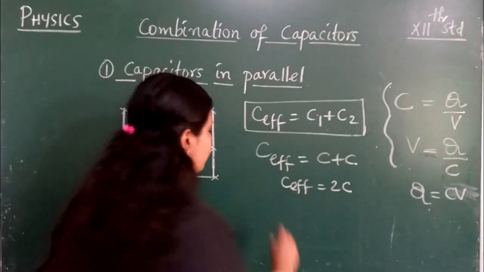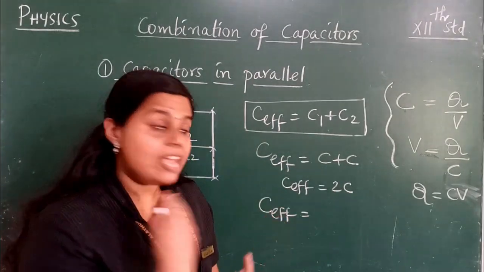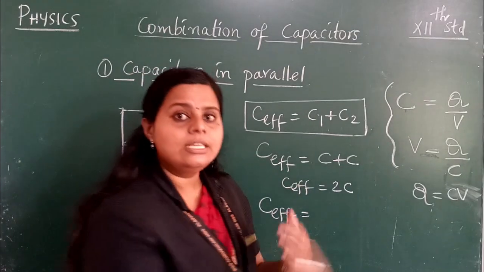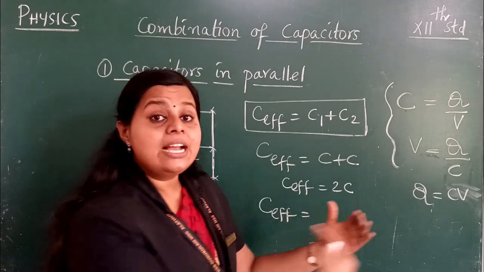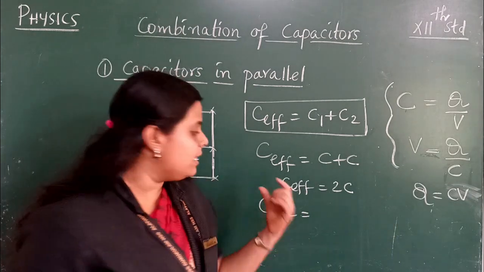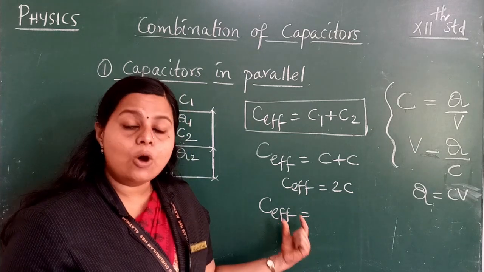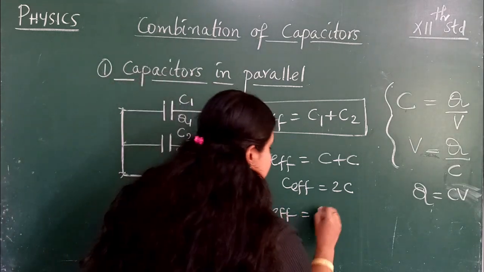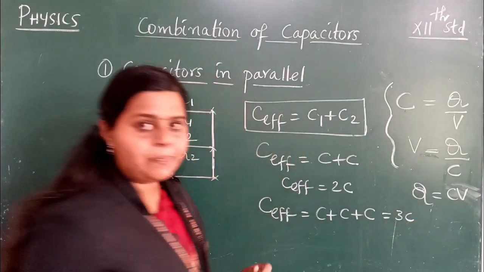Right? Now we have connected the capacitors like this. Okay, we have connected 3 capacitors in parallel. Also, the capacitance of these 3 capacitors are the same. So in that case, what will be the C effective or effective capacitance or the total capacitance? Yes, C plus C plus C, right? That is equal to 3C.